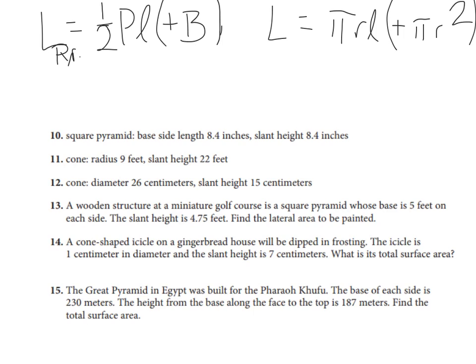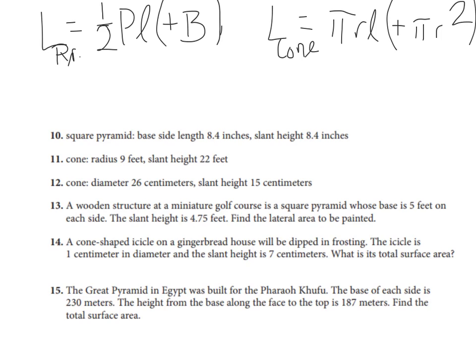And for the cone, it's pi r slant height, pi r L, and then I put plus pi r squared in parentheses. So let's take a quick look at these problems here and see what you think. Number 10, square pyramids. We're using this here, base side length 8.4.